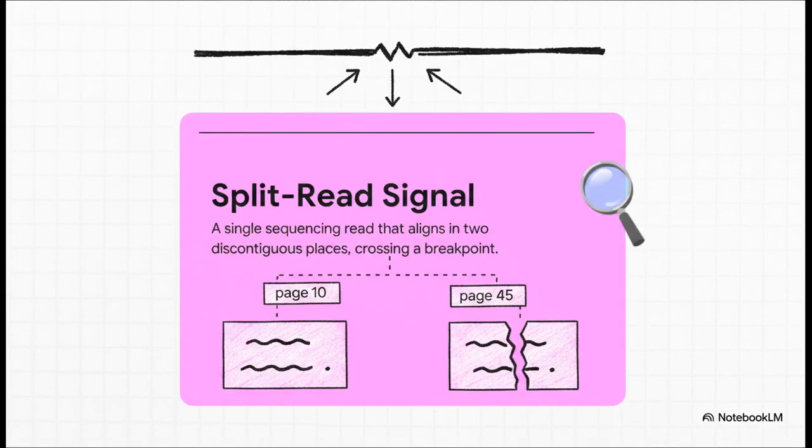Next up is the split read signal, which is really cool. This happens when a single continuous short read happens to perfectly span the exact junction of the mutation, which we call the breakpoint. When we try to align the specific read back to the reference genome, half of the read aligns to one location and the other half aligns somewhere completely different. It is exactly like finding a torn sentence where the first half matches page 10 perfectly, but the second half perfectly matches page 45. It gives us incredibly precise base pair resolution of exactly where that break occurred.